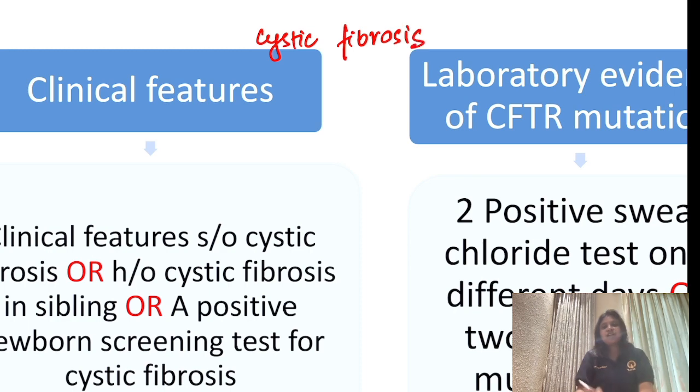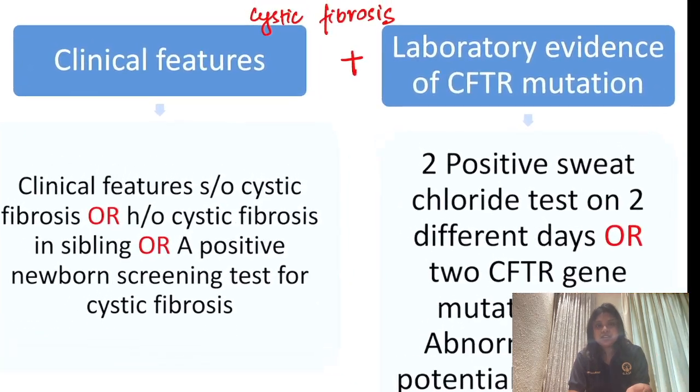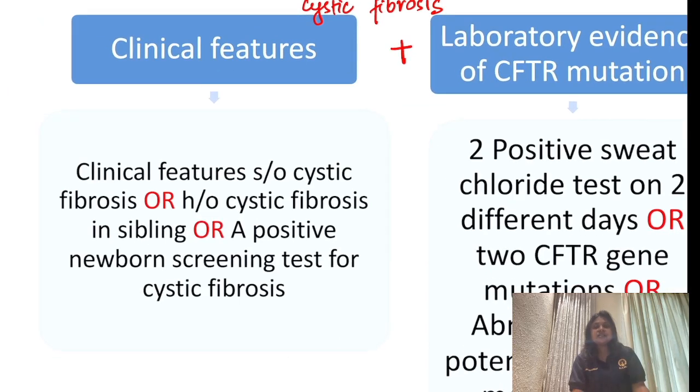So the criteria for diagnosis of cystic fibrosis is two. One is the clinical criteria and number two is the laboratory criteria. And for diagnosis, remember, we need both the criteria, clinical criteria plus laboratory criteria. So both clinical criteria as well as laboratory criteria are needed for the diagnosis of cystic fibrosis. Okay, so first let us see the clinical criteria. What is the clinical criteria suggestive of? Clinical features suggestive of cystic fibrosis.